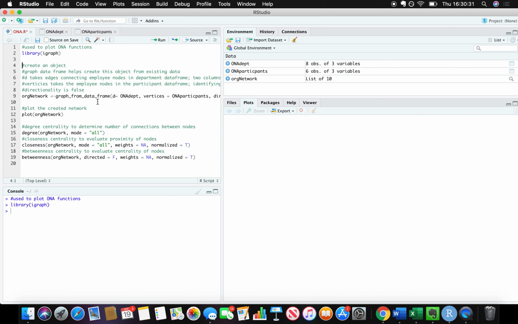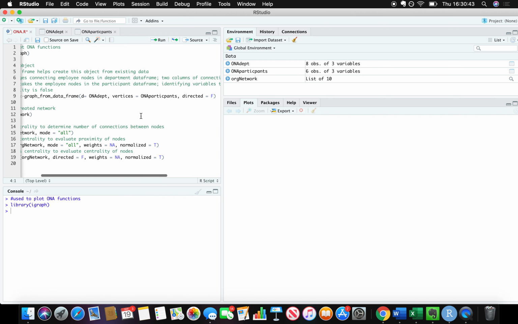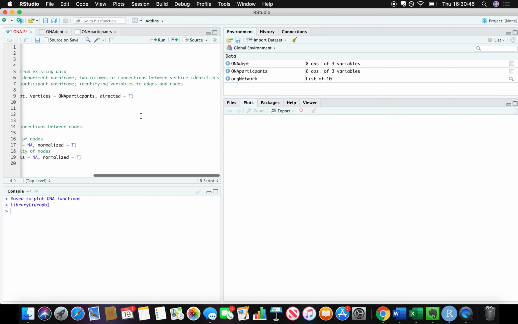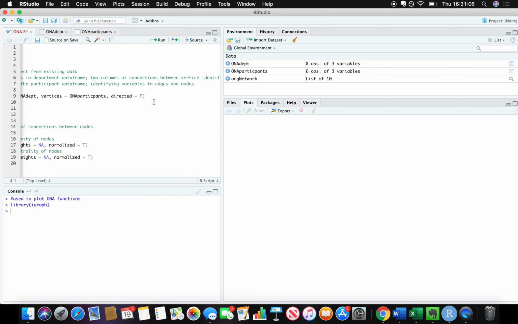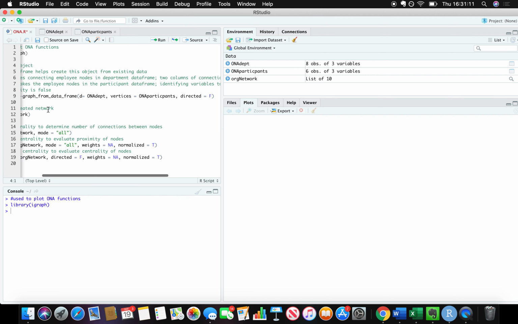The function D is taking the edges, which are the lines, and then those connect to different nodes. So you'll see these as circles, pulling from my department data frame. So I have two different columns that show connections between the different vertices, so that'll show connections when you see my plot. And then the vertices are taking the different employee nodes from the participant data frame, so the different employees used in this network, and they're identified. They identify the variables to the different edges. So once again, the edges are the lines, and the nodes are the circles.